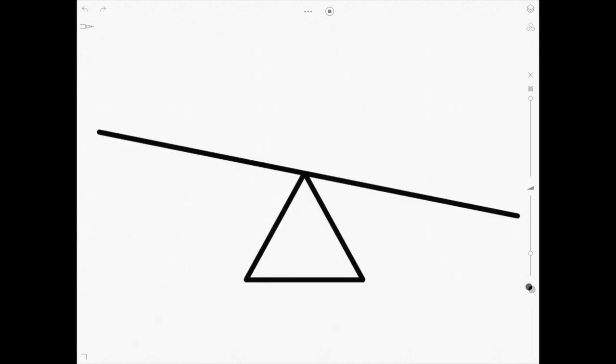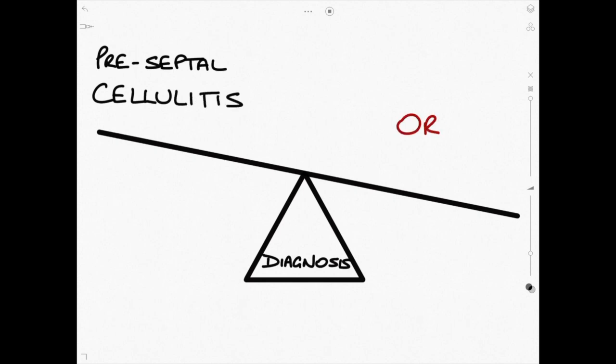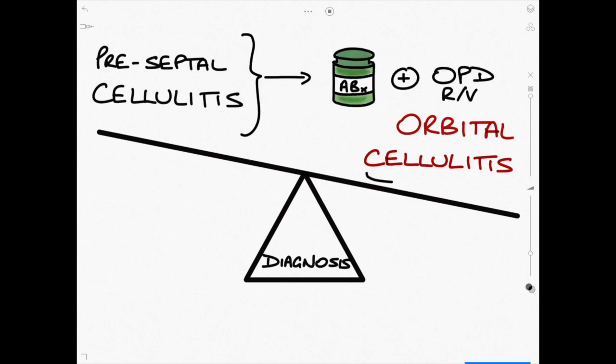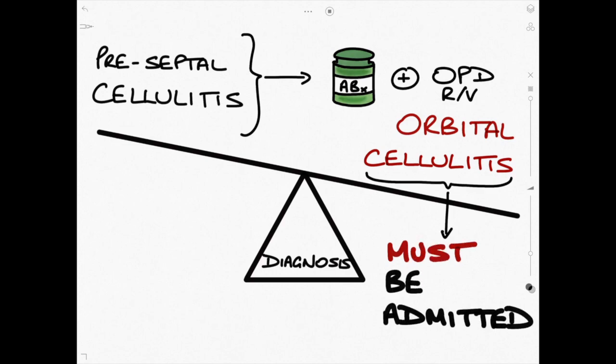So let's talk about the management of both conditions. If you think your patient most likely has preseptal cellulitis, then rest assured that your patient will probably only require some oral antibiotics and an outpatient department review. However, orbital cellulitis, if it's your top differential, needs to be treated empirically.